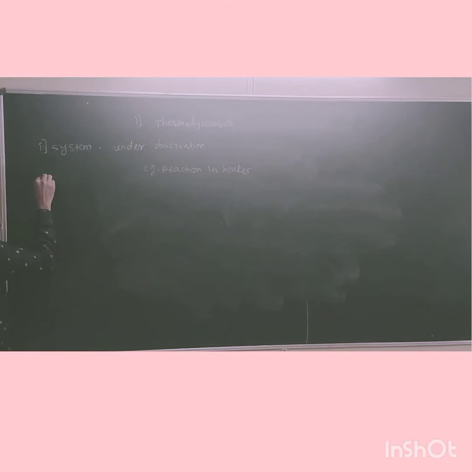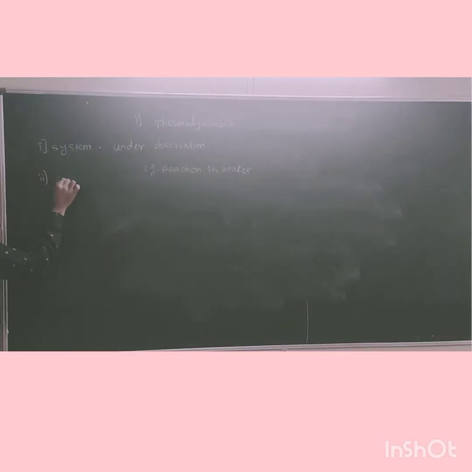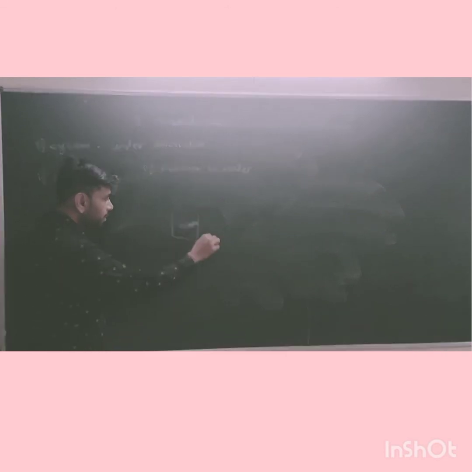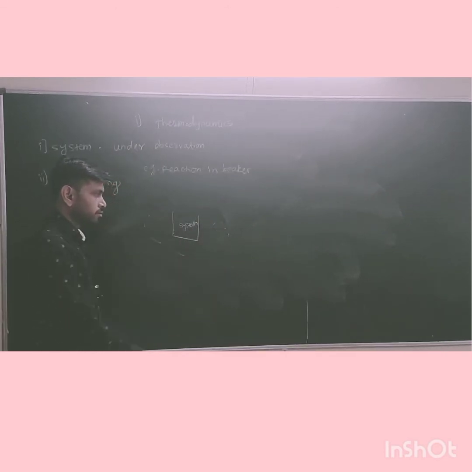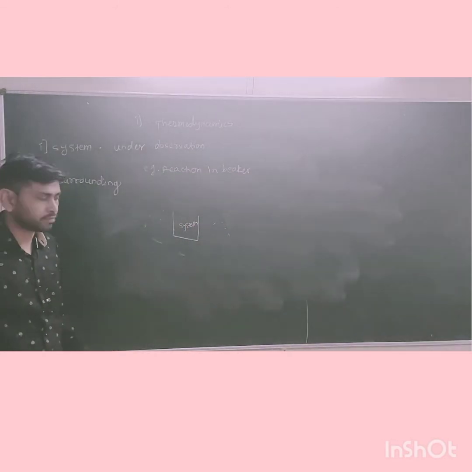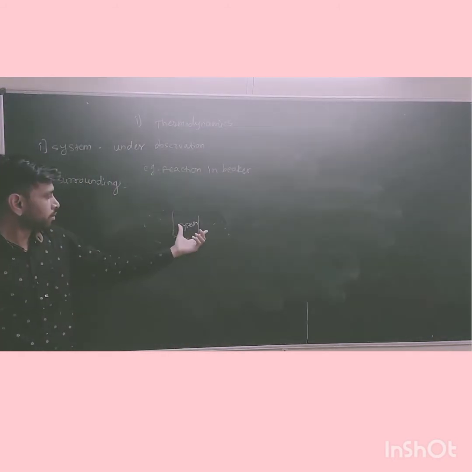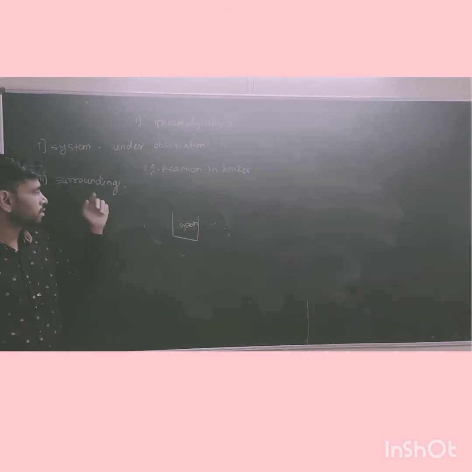The second term in thermodynamics that we have to study is the surrounding. Suppose we have taken a reaction mixture in a beaker. This is our system. Anything outside the system, such as air, light, or other things, whether or not they have some effect, are called the surrounding.